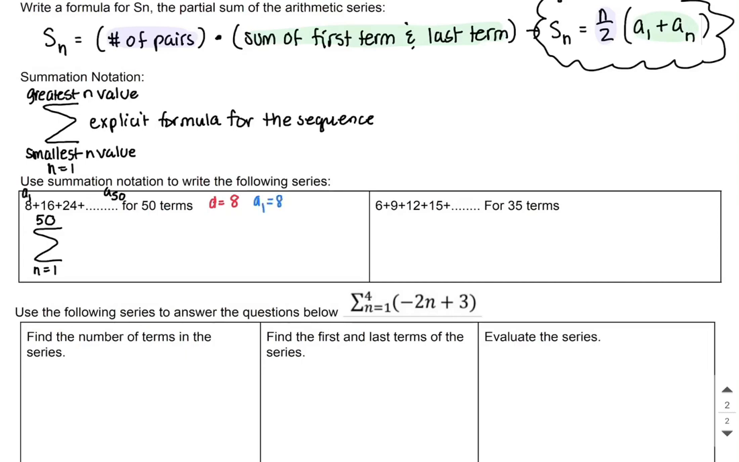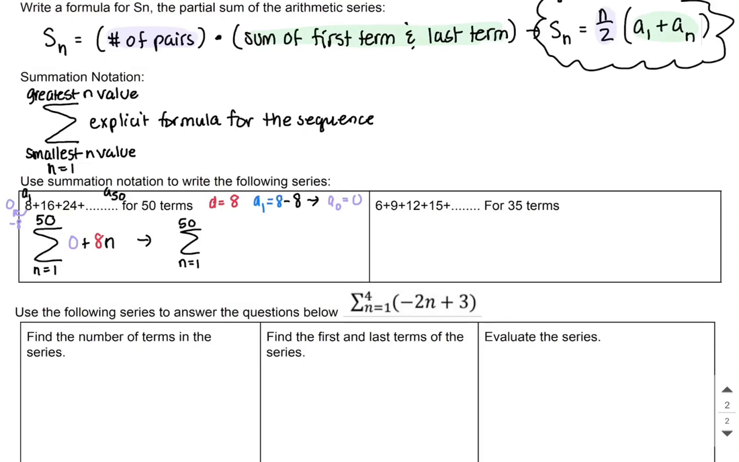Since I would be adding 8 to get to the next term, to go backwards, I would actually be subtracting 8, and that's going to tell me a sub 0, or the term before the first term, is equal to 0. So the term before 8 is 0. So I'm going to put 0 plus my common difference times n, and that's the explicit formula.